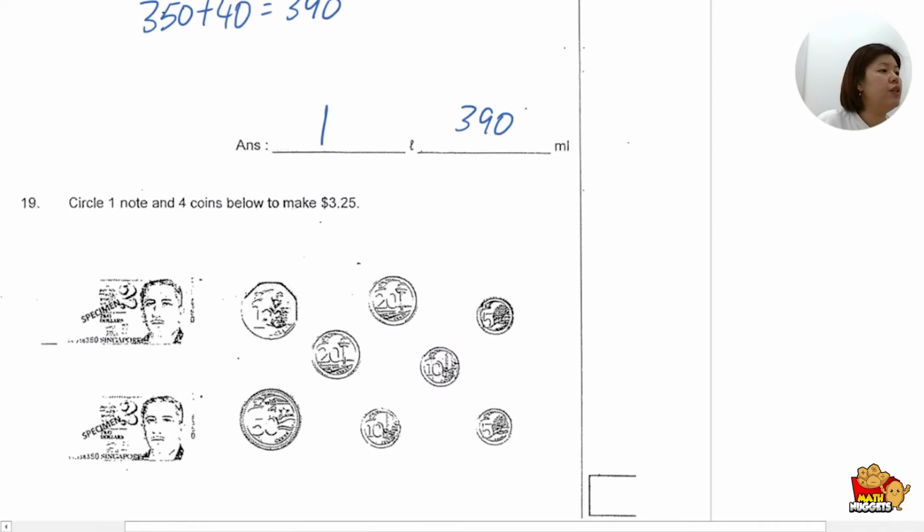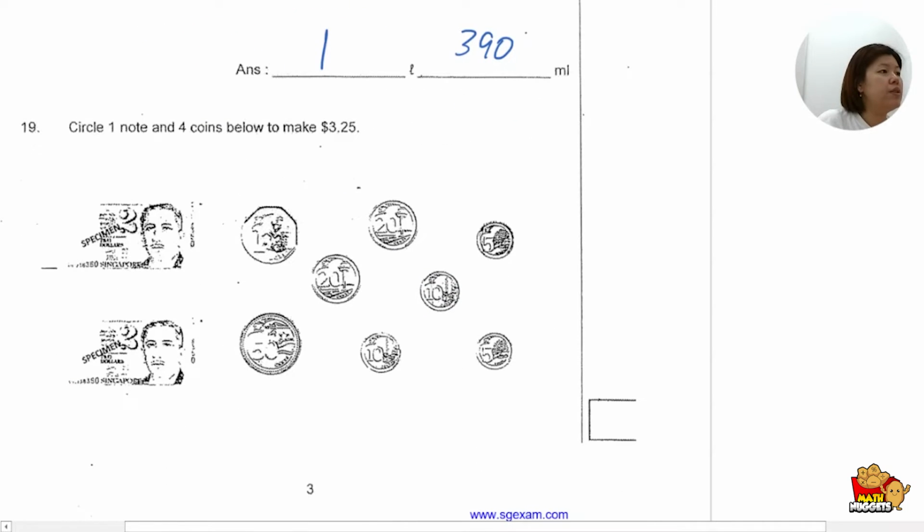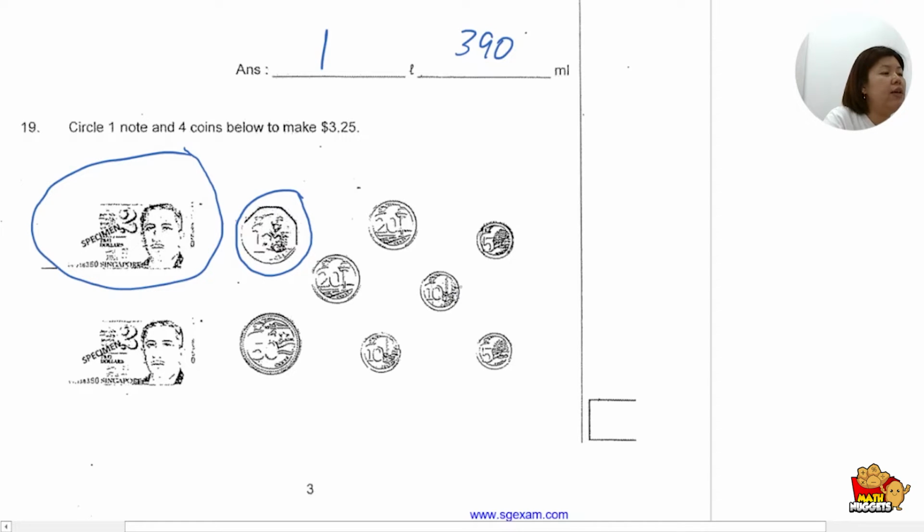Okay, let's move on. Circle 1 note and 4 coins to make $3.25. So 1 note is certainly this one, and 4 coins, I miss out $1, and then I got 1 coin, I'm short of 3, so 1 10-cent, another 10-cent, another 5-cent.